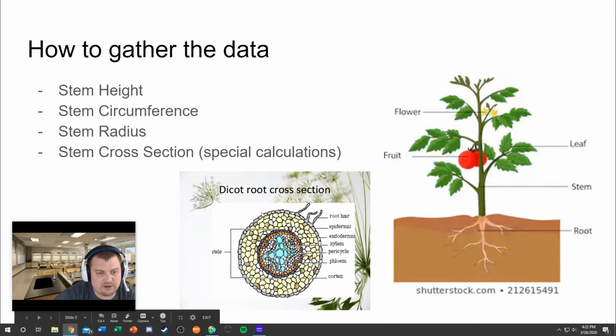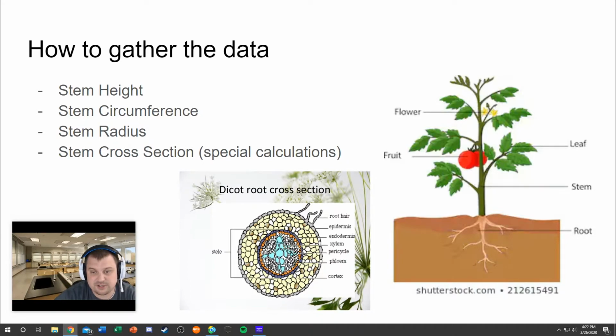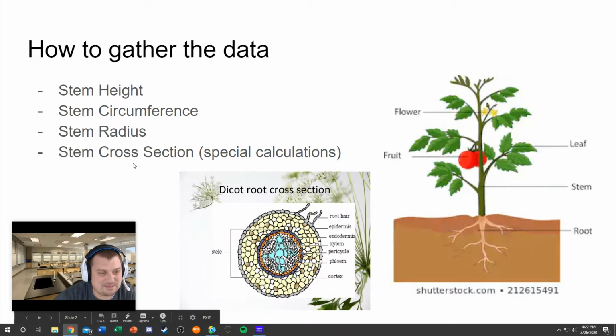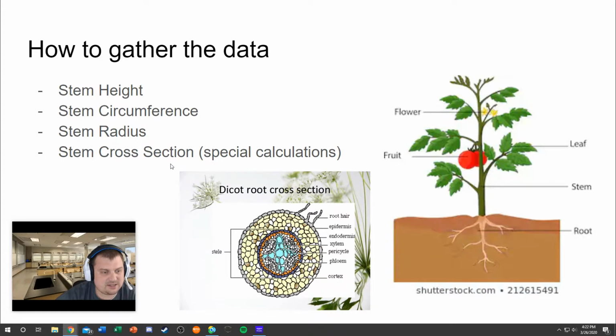Just so you're aware, the radius is half of the diameter. The radius would be from the center out, which is hard to do on a tree that's growing out there. I do not want you to cut it. So we're going to measure that using some math. And then the cross section gives us the diameter, how wide this stem is. This is what we're really looking at: is there a relationship between the height and the cross section?